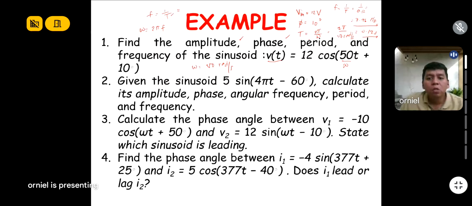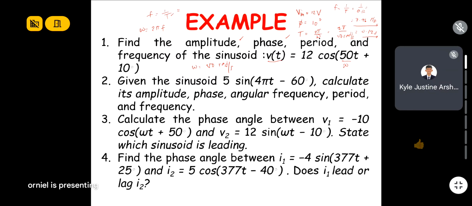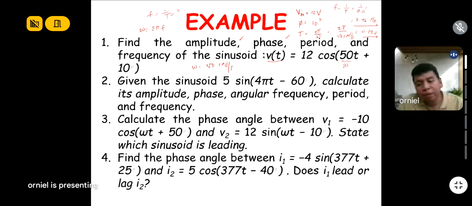So again, we identified these elements so that if we move forward, we can understand them, and so on. Is it clear? You can now identify the amplitude, phase, period, and frequency. At least a little.